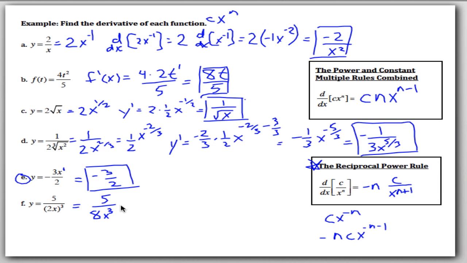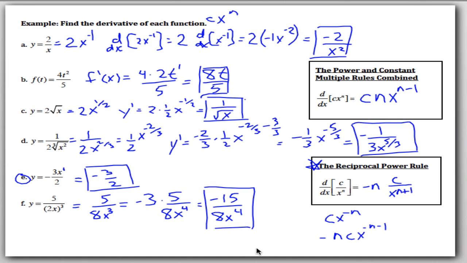Let's try it here. So here n is 3, so we're going to do -3 times, we'll leave our constant in there, and then we want to add 1 right here to the 4th. So this becomes -15 over 8x to the 4th. Pretty slick, huh? All right, let's move on.